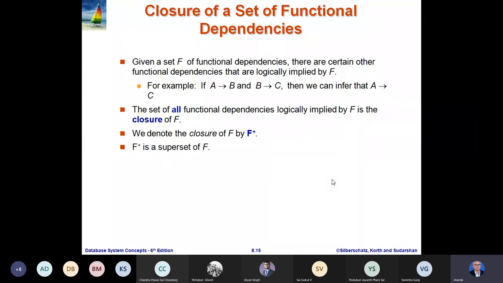Now, in this example, and we'll see a lot of examples later, we have F, say, as a set having two functional dependencies, F1 and F2, where F1 is A to B and F2 is B to C. Then F plus will be equal to F1, F2 union, of course, the new dependency, that is A to C. So F plus will have these three functional dependencies in it: A to B, B to C, and A to C. And of course, it is trivial to figure out that F plus is a superset of F.